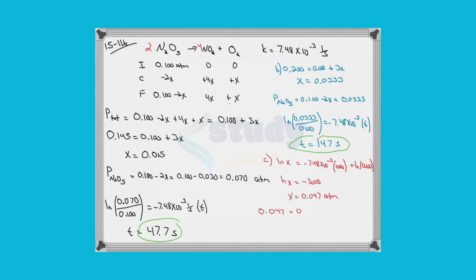So the total pressure, as shown up here, will be 0.100 plus 3x, and x, well, hold on a second, I'm using the variable to define two different things. This x is just the pressure of N2O5, so I need to use the pressure of N2O5 to solve for x. And remember, the pressure of N2O5 is always going to be 0.100 minus 2x. So the pressure of N2O5 equals 0.100 minus 2x, and I can get x for the process after 100 seconds. Then knowing x, I can go back up to this expression where P total is equal to 0.100 plus 3x and solve for the total pressure, which is 0.179 atmospheres.